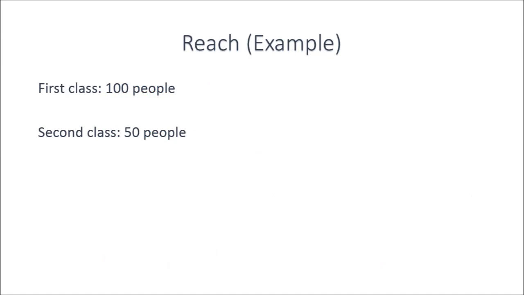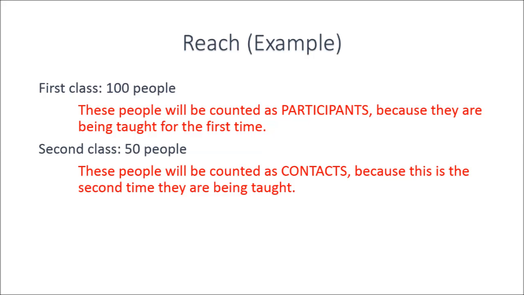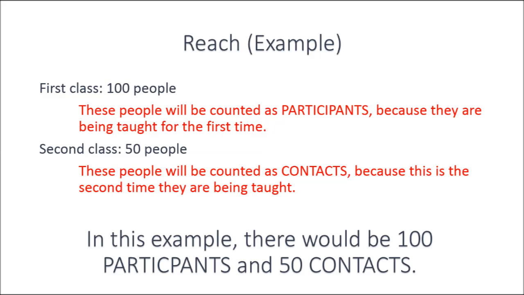If you are teaching classes at public housing, and you estimate that you will teach 100 people, but only 50 of those same people will come back for another class, you would have 100 participants and 50 contacts because only 50 people are being taught more than once.